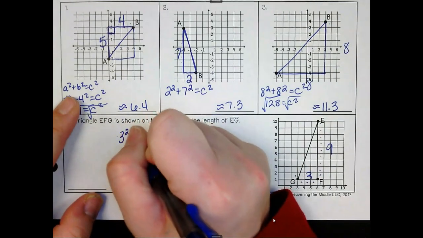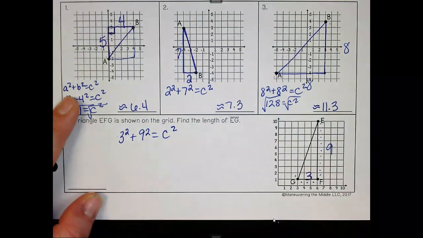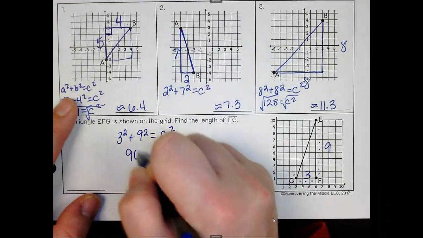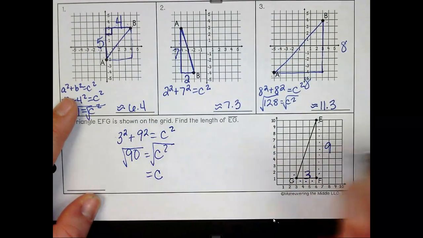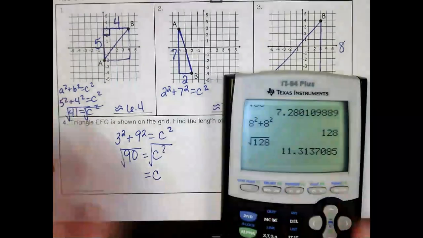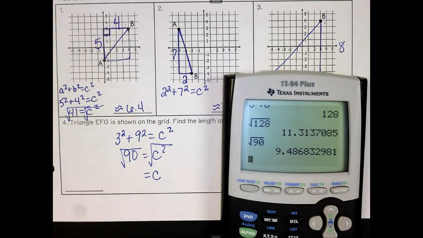3 squared plus 9 squared equals c squared. So it gives me 90. So I have to square root 90. That's 9.486. Okay, so 9.486. Is that what I need? 9.5.